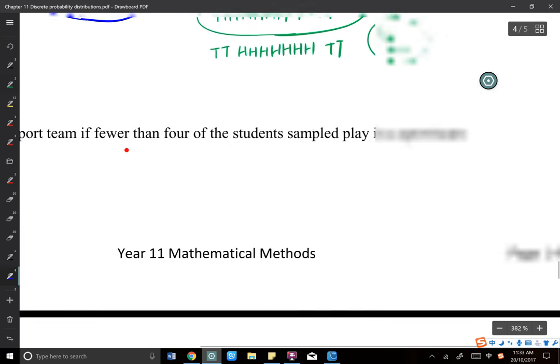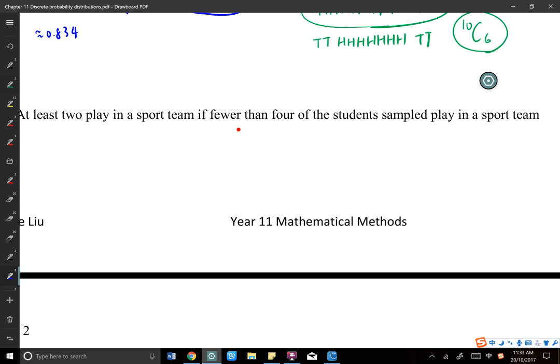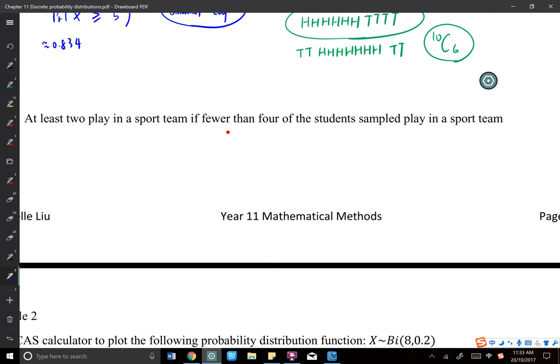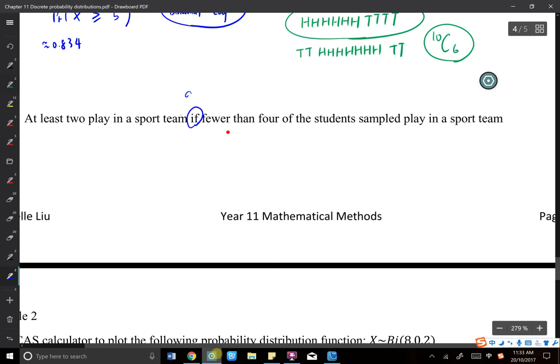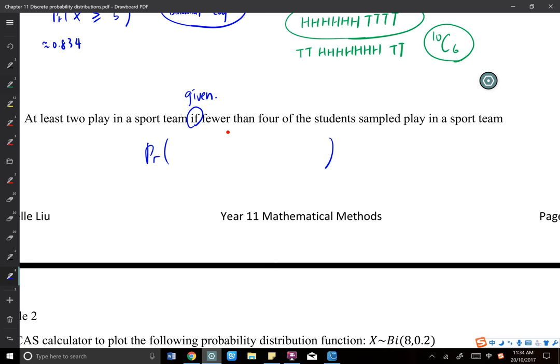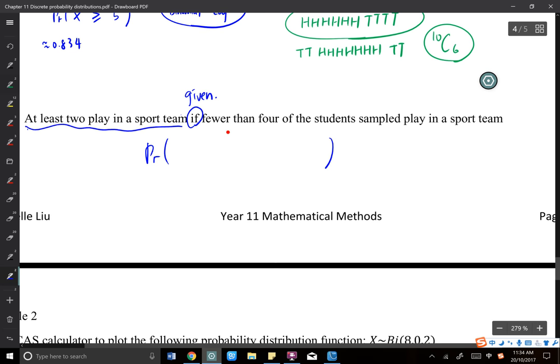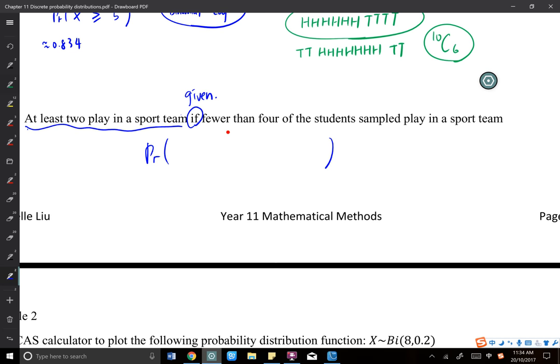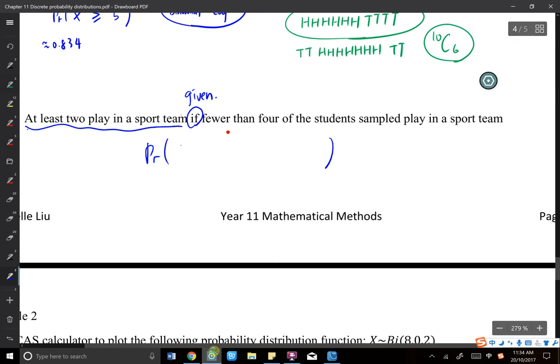Okay, next question. C says at least two play in a sport team, if fewer than four play in the sport team. Given, like, if means a given. What can I have, probability of what? Can you help me fill in the bracket? What am I looking for? At least two. Let's go in order. How can I express greater than? What does at least mean? More than or equals to two, and given that.